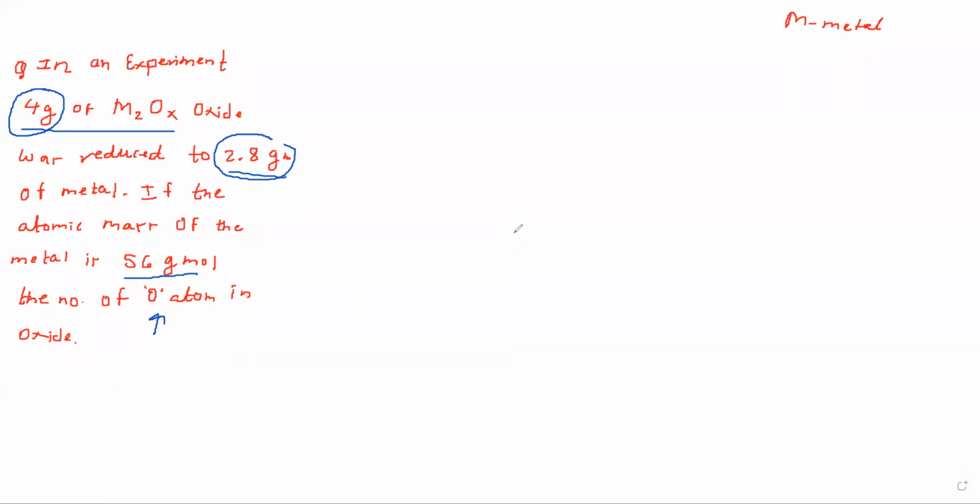See here, first of all, you should know what you're getting: M for metal. So you're getting metal from this M2OX, which will be reduced. What does reduction mean? Addition of hydrogen. After reduction you're getting metal. So this is the reaction. Now, equivalent: the equivalent of M2OX is equal to the equivalent of the metal.